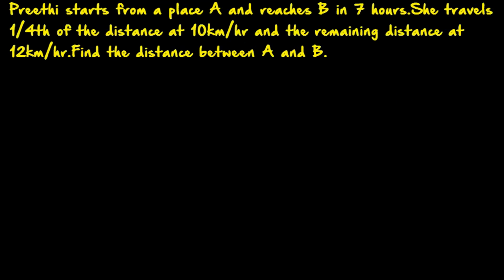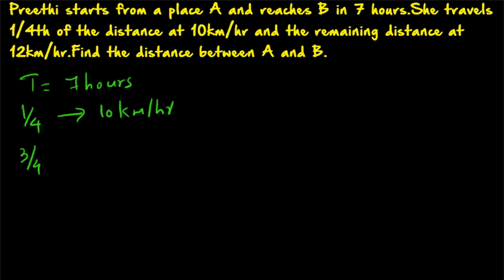Question number 3. Preeti starts from a place A and reaches B in 7 hours. She travels 1/4 of the distance at 10 km per hour and the remaining distance at 12 km per hour. Find the distance between A and B. What is the question? The total time period taken by Preeti is given. It is 7 hours. And what is the information about speed? 1/4 of the distance she is covering at a speed of 10 km per hour. So what is the remaining distance? 3/4. So 3/4 of the distance she will be covering at 12 km per hour.